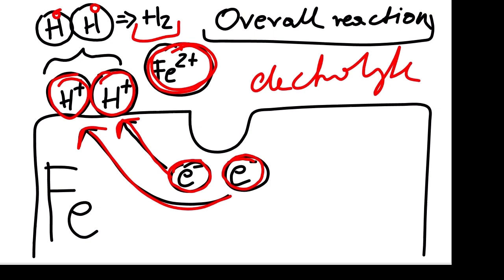So guys, let's get back now to the examples. Let's solve some examples of the overall electrochemical reactions with oxidation reaction and reduction reaction.